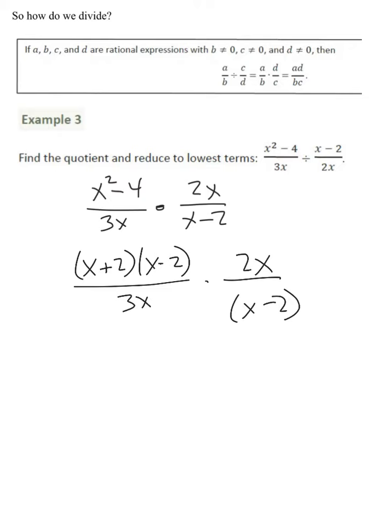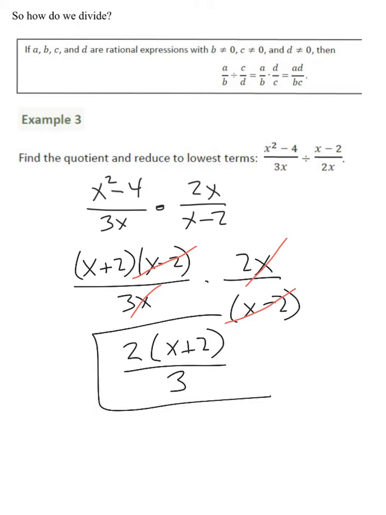So now that everything's factored and all our plus and minus signs are contained in parentheses, we can cancel. So the x minus 2 cancels with the x minus 2, and this x cancels with this x here. So what's left? Well, I got a 2 in the top, and I got an x plus 2, and in the bottom, I'm left with a 3, and that will be our solution.